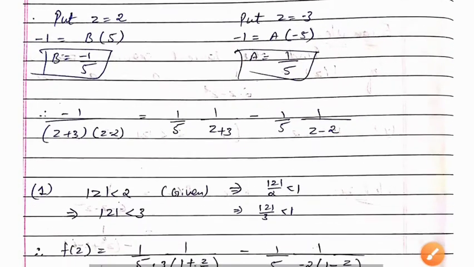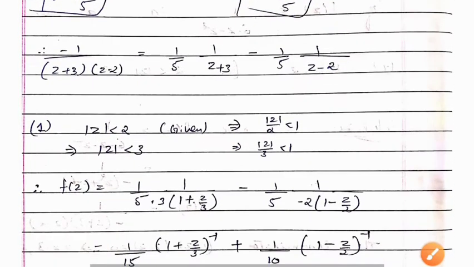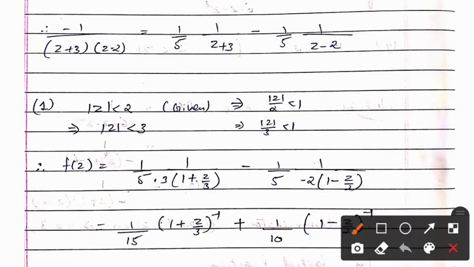Now I will put these values in the first equation we created of a and b. So we get f of z, which is minus 1 upon z plus 3 into z minus 2, equal to 1 upon 5 into 1 upon z plus 3, and the value of b was minus 1 upon 5, into 1 upon z minus 2. Okay.